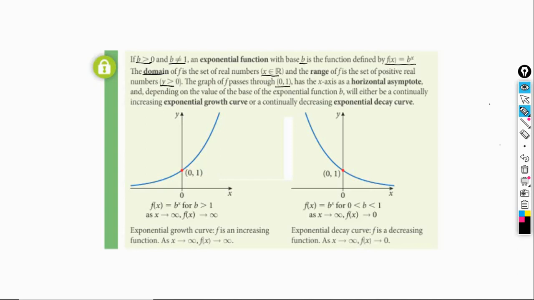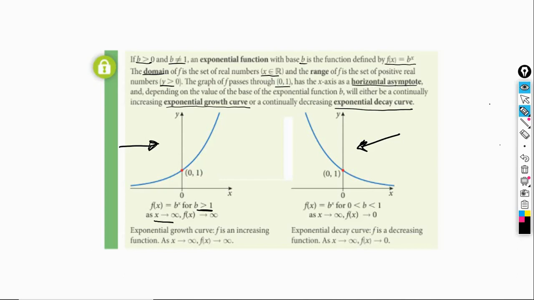The x-axis is the horizontal asymptote, and depending on the value of the base of the exponential function b, it will either be continually increasing, which is called an exponential growth curve, or continually decreasing, which is called an exponential decay curve. So this would be exponential growth, and this would be exponential decay. So this is where b is greater than 1.